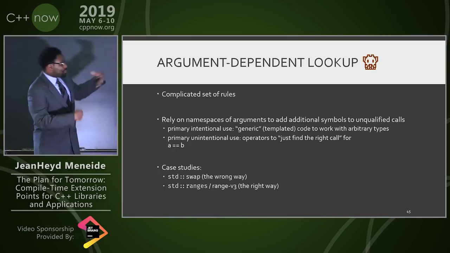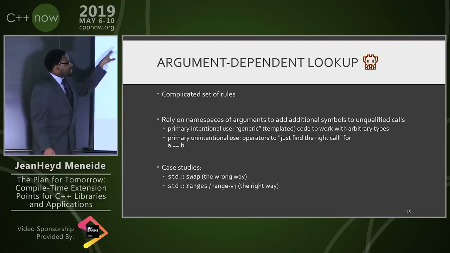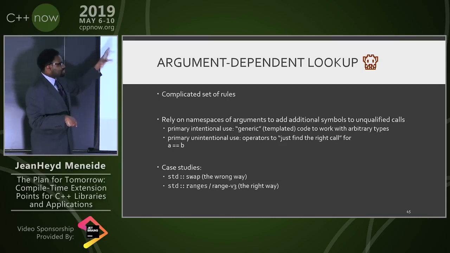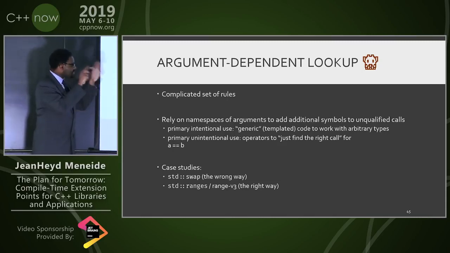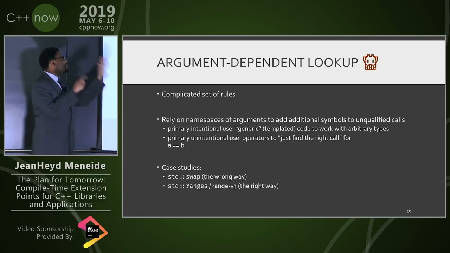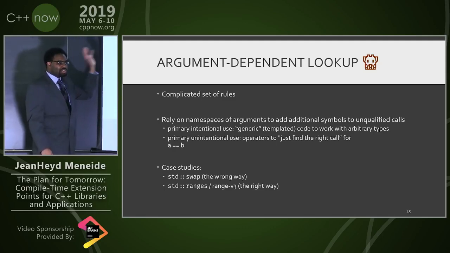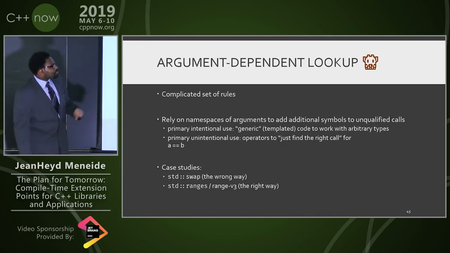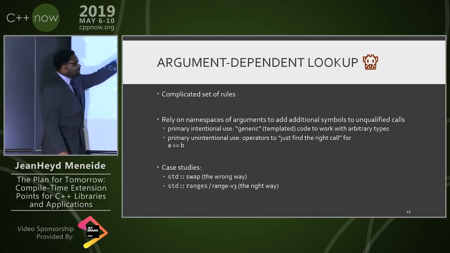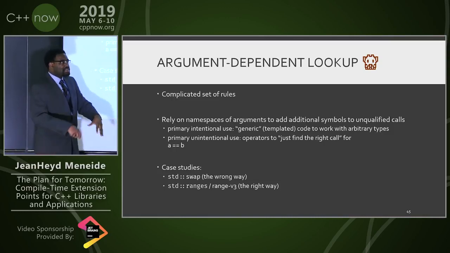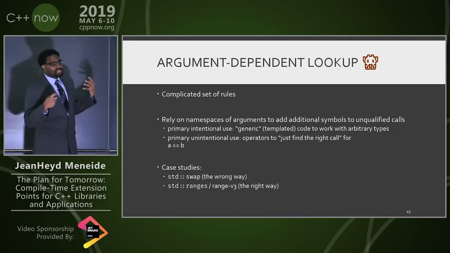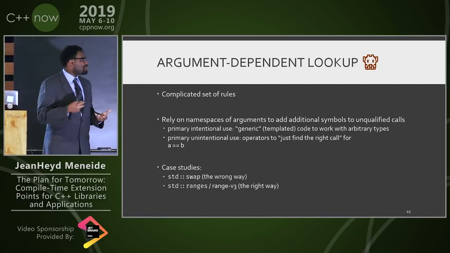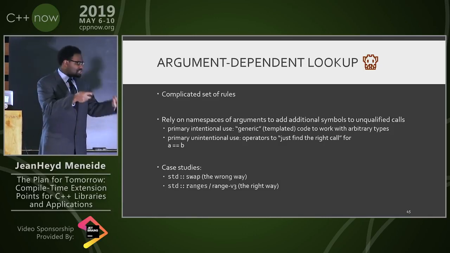The simple version that we're going to care about is that it relies on the namespaces of arguments to add additional symbols to unqualified calls. There's some cases where it doesn't have to be unqualified, in the template context or whatever else. But for us, we're worried about unqualified calls and relying on namespaces of arguments to find additional entities to use for lookup. The primary intentional use is for generic templated code, to work with arbitrary types. And the other way that we use this all the time without realizing it is operators. Many people have an intuitive understanding of how ADL should work, but the finer points of it are always kind of crazy.